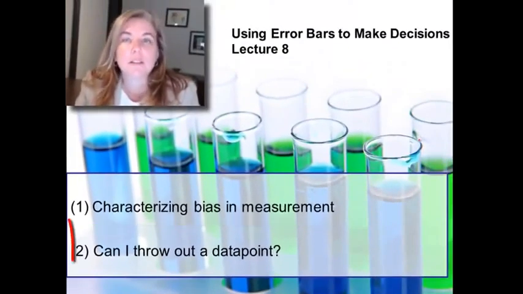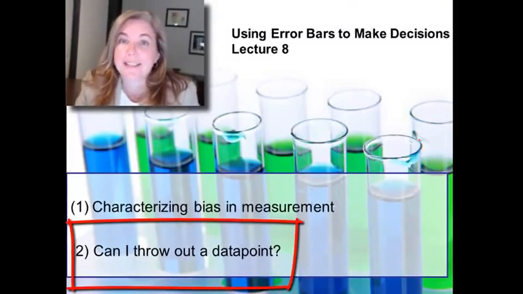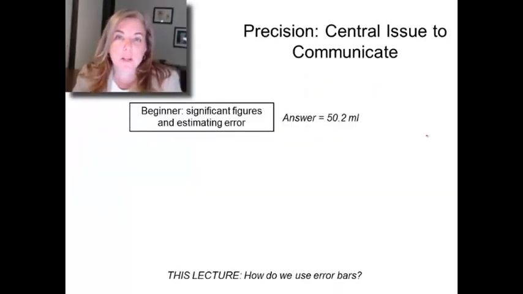And also the age-old question of, can I throw out a bad data point? If you are doing replicate measurements, when is it possible to throw out a data point? While that doesn't exactly use an error bar, it uses some of the same concepts that we used in defining the confidence limit earlier.